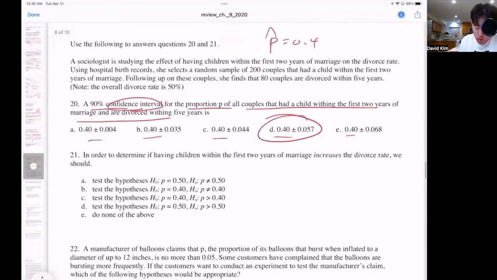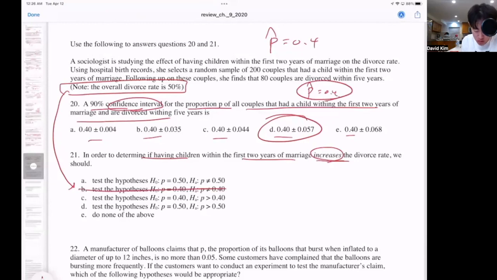Number 21, in order to determine if having children within the first 2 years of marriage increases the divorce rate, we should, so if we're increasing the divorce rate, now we've got to actually take a look at this. Because remember, guys, that's a p hat of 0.4. So anything with 0.4, I'm going to eliminate. We are actually looking at A or D here. So we are talking about increasing, so it should be D for 21.